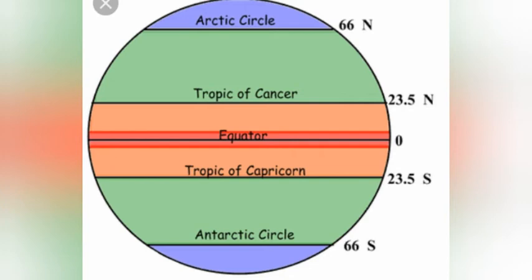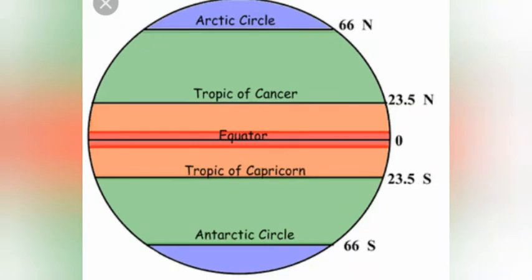23 and a half north latitude is called the tropic of Cancer, the second down of the equator. 23 and a half degree south latitude is the tropic of Capricorn. You can see that it is down of the equator. And 66 and a half north latitude is the Arctic circle, at the top of the north, and 66 and a half south latitude is the Antarctic circle, which is at the bottom. 90 degrees north is the North Pole and 90 degrees south is the South Pole.